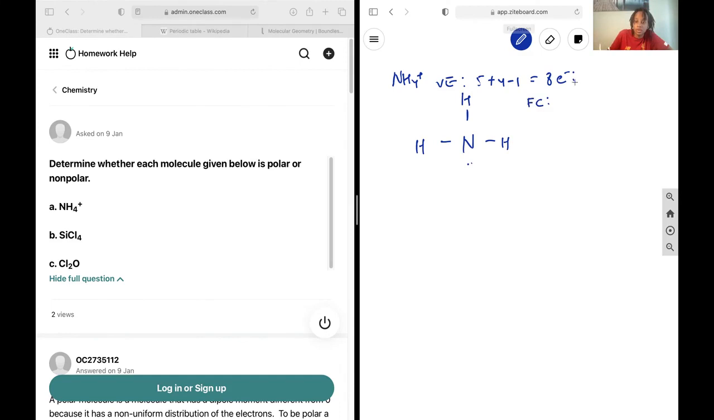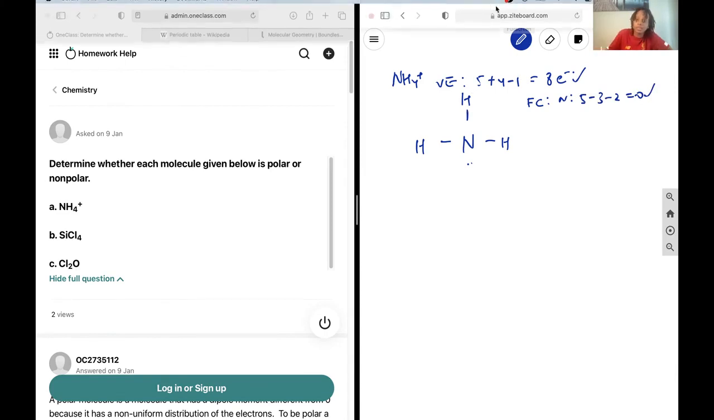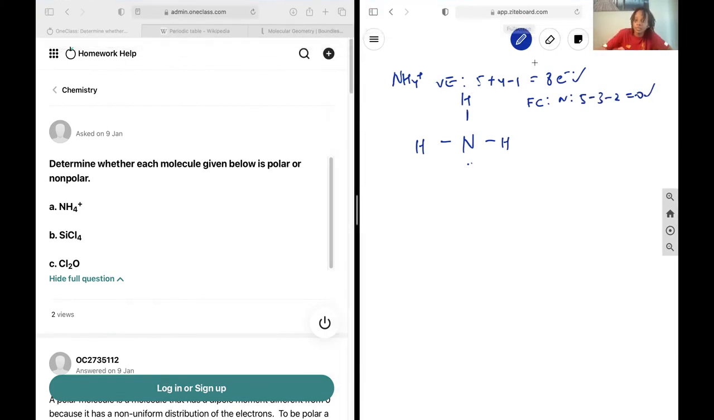Double check your formal charges. On the nitrogen, we are going to have 5 minus 3 minus 2, 0. Sorry. NH4 plus. My apologies. This is NH3.